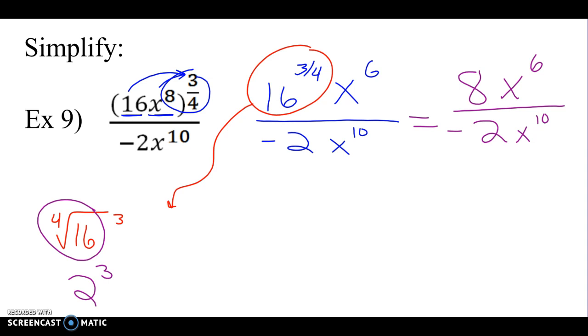And now I have this. So now let's kind of look vertically. What is 8 divided by negative 2? Negative 4.